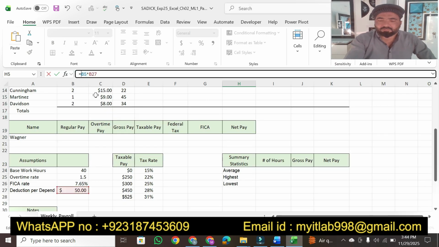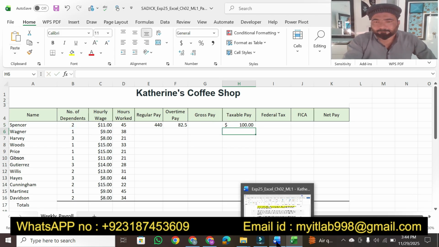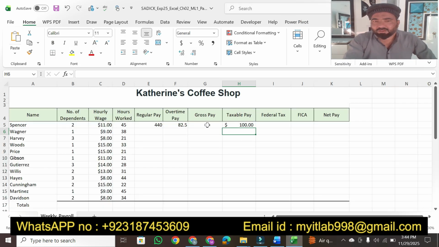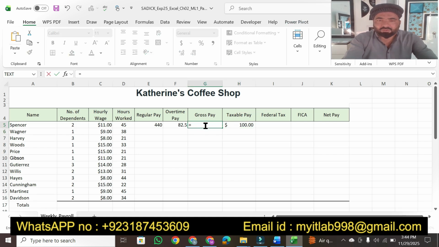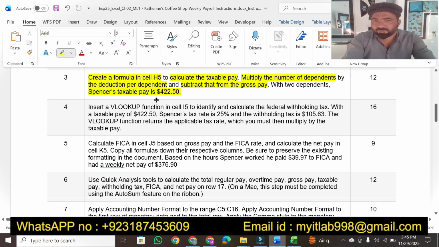So we just close the parenthesis. Subtract from gross pay. Where is gross pay? Here is gross pay. Okay. Then simply press enter. With two dependents, the taxable pay is 422. So now we have to find this one. Okay, gross pay will be this one and this one. Okay, now you may compare this one with this one, so we get the answer.